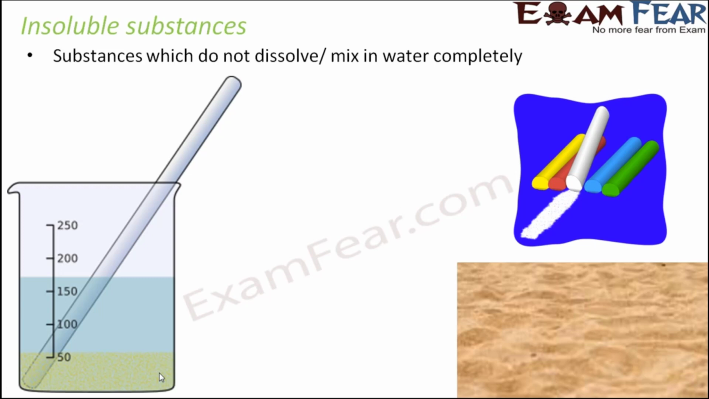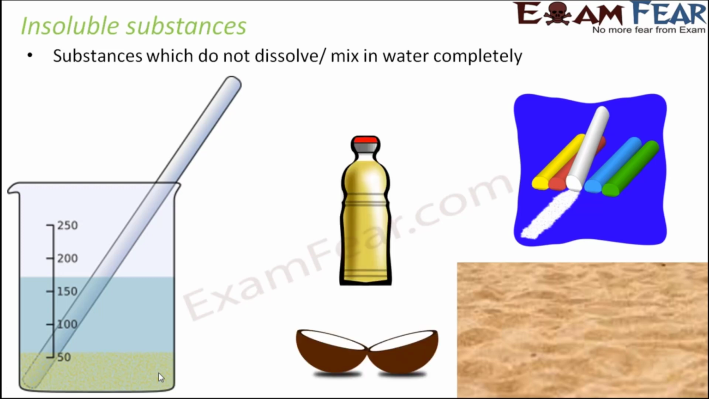Chalk powder is another example of insoluble substances. These insoluble substances, sometimes they settle at the bottom of the liquid, sometimes they float on the surface of the liquid, but you will always be able to see these particles distinctly. A lot of liquids are also insoluble. For example, coconut oil, you have other cooking oil. So these oils, mustard oil, coconut oil, these are also insoluble in water.